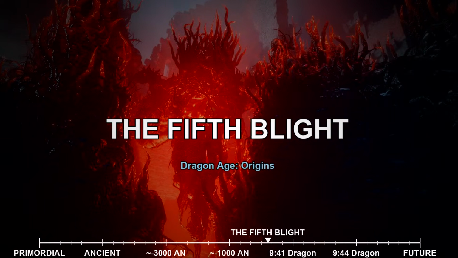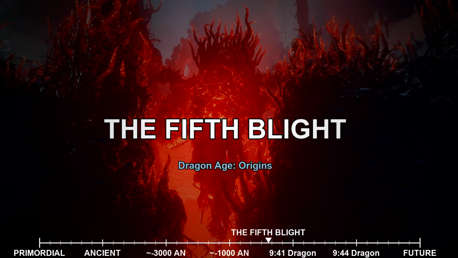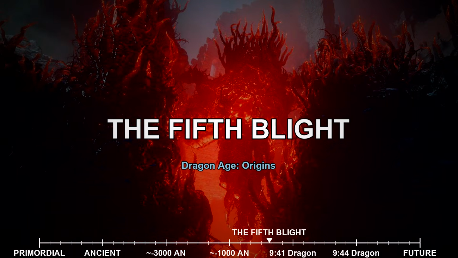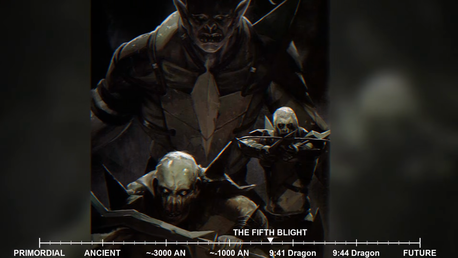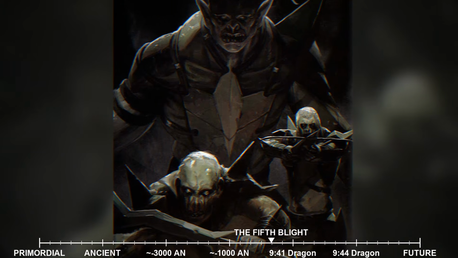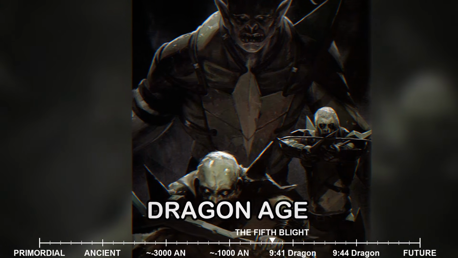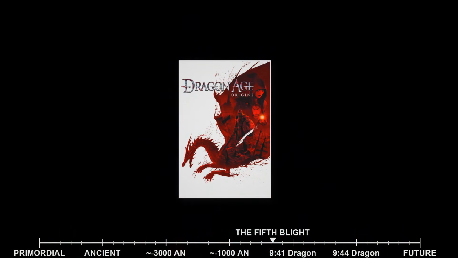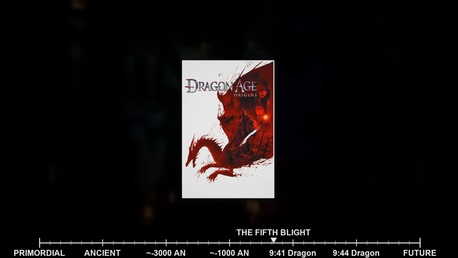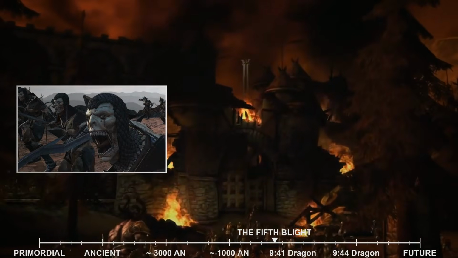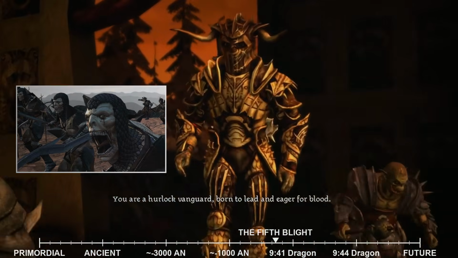It is against this backdrop, in the year 930 Dragon, that the world would be plunged into an era of unprecedented darkness, marking the beginning of the Fifth Blight. This new age, appropriately named the Dragon Age, would witness the resurgence of the Darkspawn, a corrupted race of subterranean creatures driven by a singular destructive purpose, to find and awaken an old god, transforming it into an archdemon.